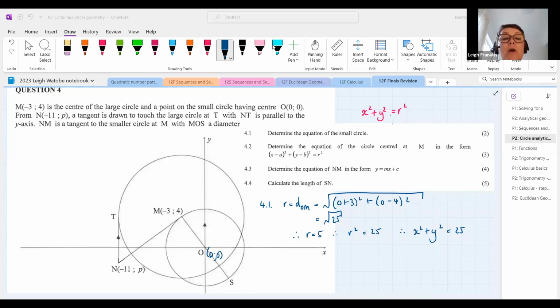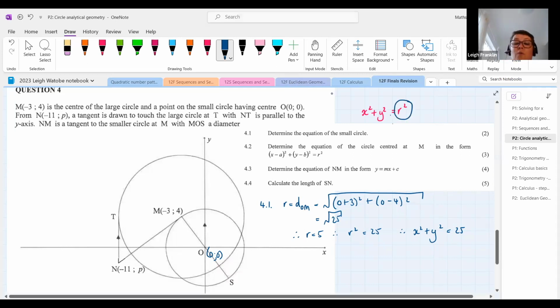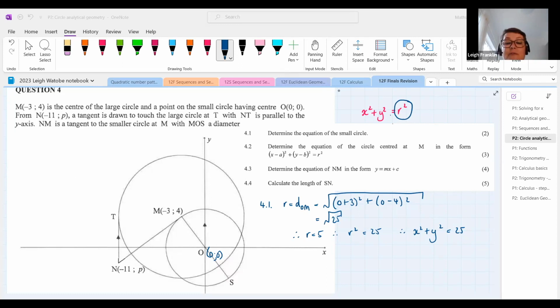Okay, r squared. So the length of the radius is 5, but r squared would be 25. All right, so r is 5, but r squared is 25. And remember, on the right-hand side of your equation, you want r squared. Okay, all right, good stuff.